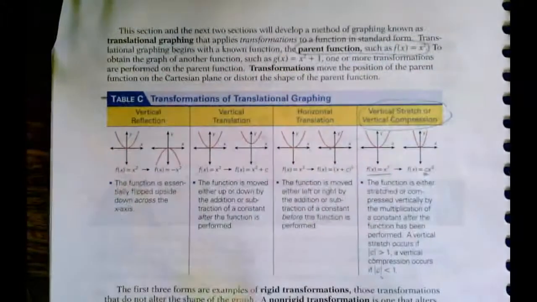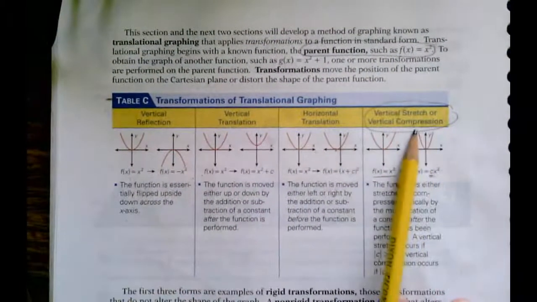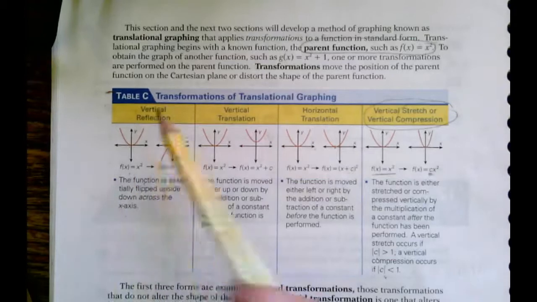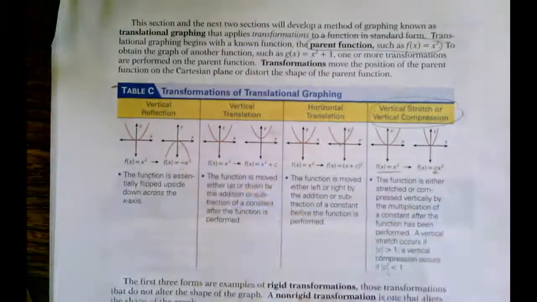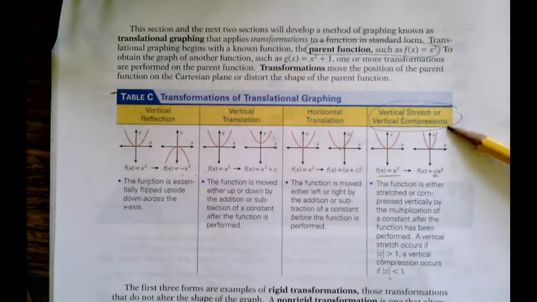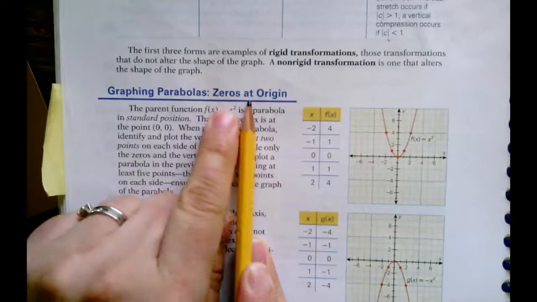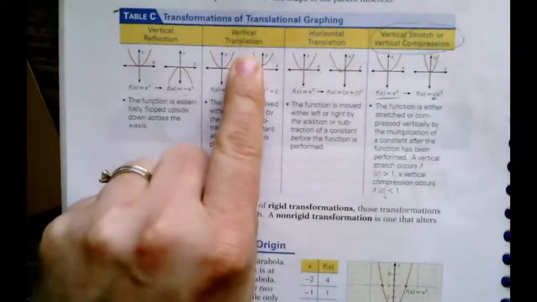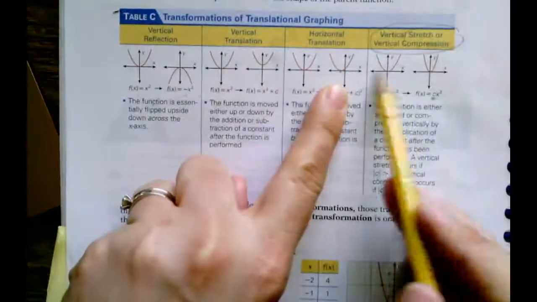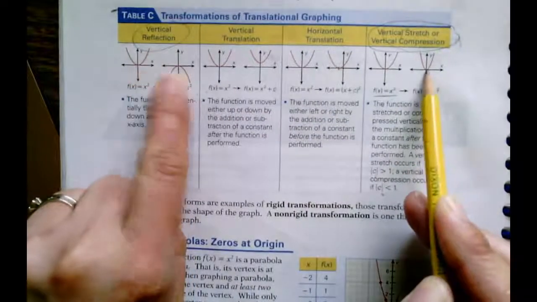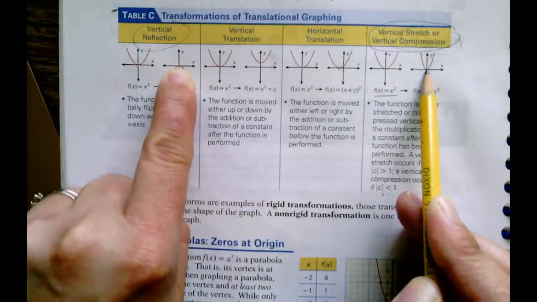So today we're focusing on vertical reflections and stretches and compressions. Okay, so if it's a negative or a positive, that will tell us whether the cup is up or the cup is down. Okay, and then stretching or compressing, whether we're making it stretched up and skinny, or squishing it out and making it more like a big wide bowl. So our parabolas are going to have zeros at the origin because we're not doing a vertical translation up or down, and we're not doing a horizontal translation left or right. So notice with the reflection and the stretching and compressing that my vertex stays at the origin, 0, 0.